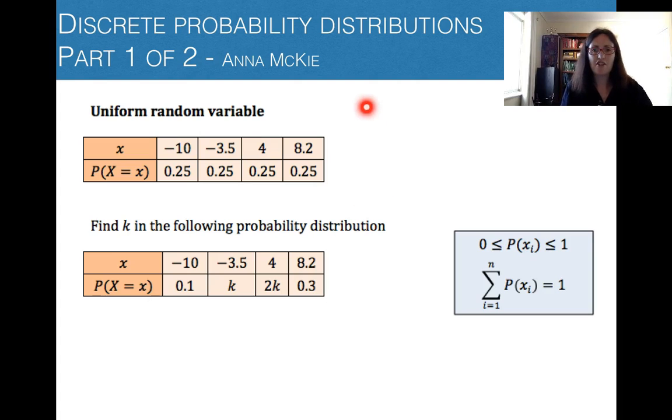Okay, another fact here, a uniform random variable. Think about what uniform means. If you're in a school with a uniform, everybody's wearing the same thing. So a uniform random variable means all of the different outcomes have the same probability, the same chance of happening. So hence that 0.25 here.